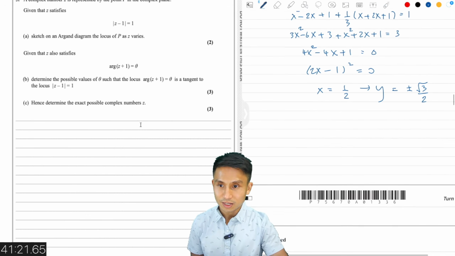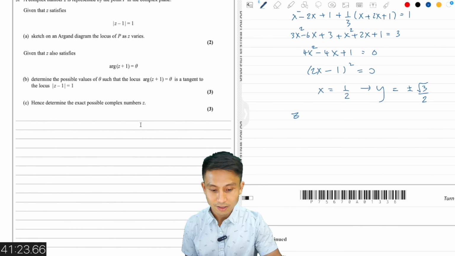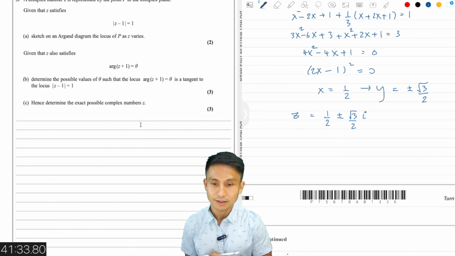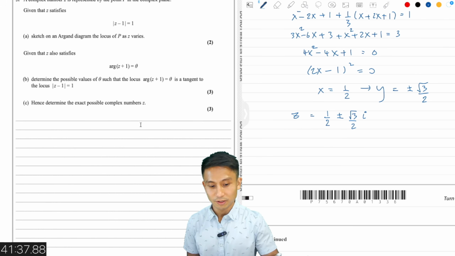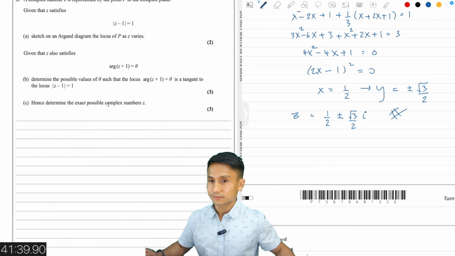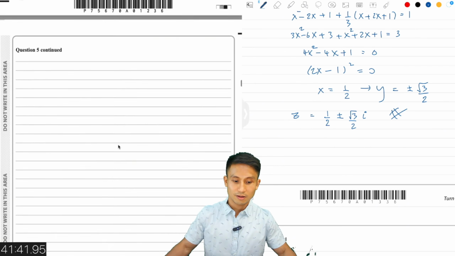So that means the possible complex number set here would be, the real part is just 1 over 2, plus or minus root 3 over 2 i. Yeah, that would be the exact possible complex numbers, 2 of them. Okay, yeah, that should be it.